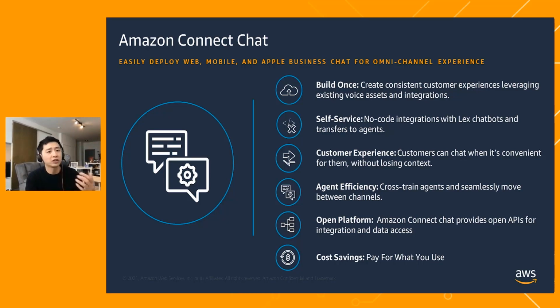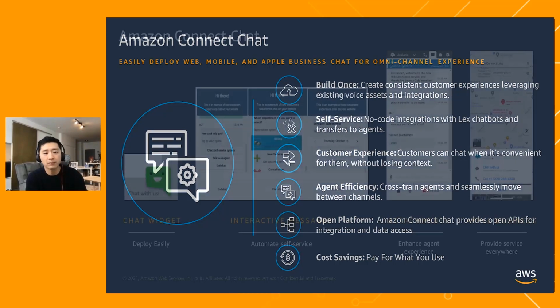You're able to cross-train your agents on multiple different platforms. And finally, and the most important thing is, we have an open platform where data can be accessed through different third-party integrations, as well as giving you the ability to draw and get insight out of the customer conversations that you have to further improve that customer experience. And like everything in the cloud, you pay for what you use. With Amazon Connect, there are no licenses or overhead charges that you have to pay. You simply pay for what you use.